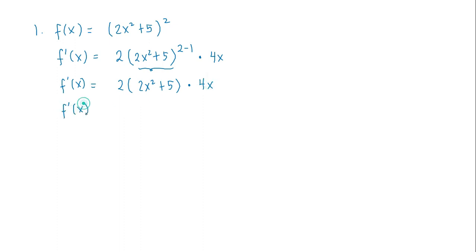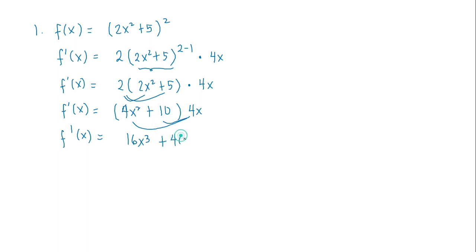Okay? Let us distribute 2. So, we have 4x squared plus 10 multiplied by 4x. Okay? Furthermore, 4x squared times 4x is 16x cubed. 10 times 4x is positive 40x. Therefore, the derivative of f of x equals 2x squared plus 5 squared is f prime of x equals 16x cubed plus 40x.